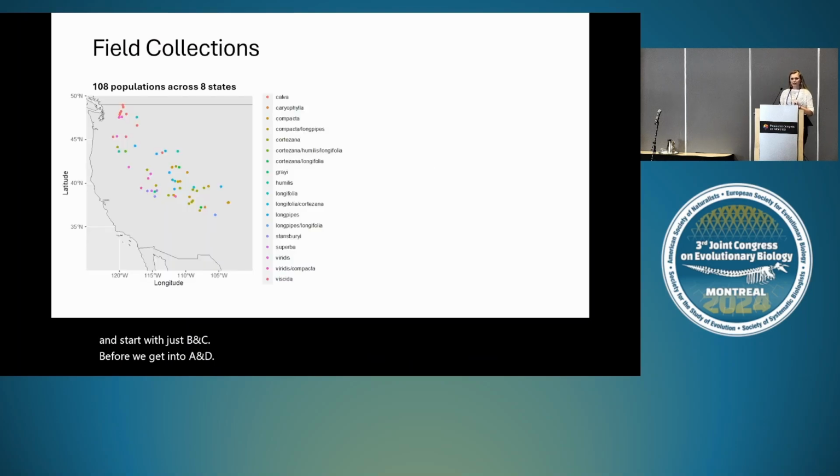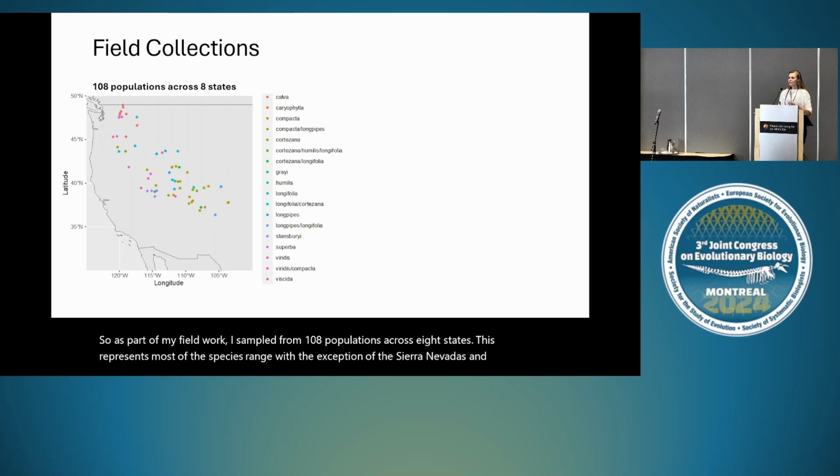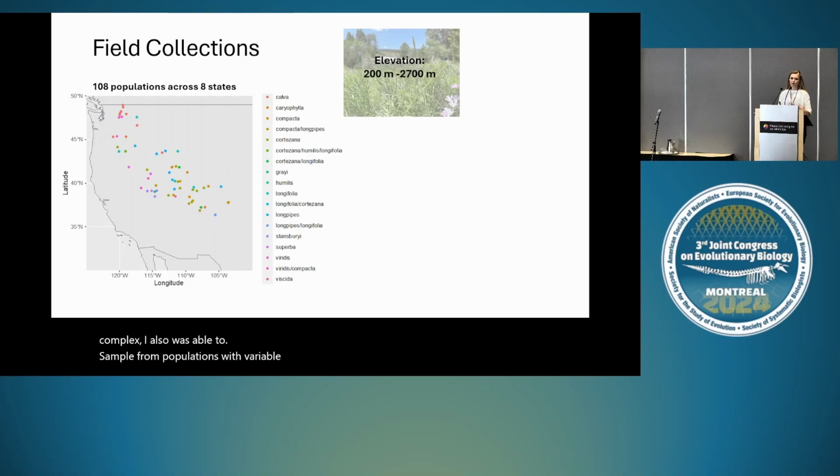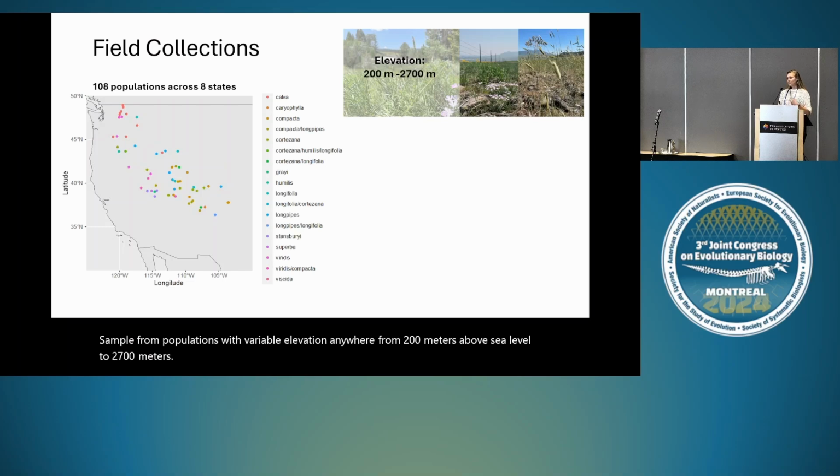So as part of my fieldwork, I sampled from 108 populations across 8 states. This represents most of the species range, with the exception of the Sierra Nevadas. And I sampled from 13 of the commonly recognized 15 subspecies in this particular species or species complex. I also was able to sample from populations with variable elevation, anywhere from 200 meters above sea level to 2,700 meters. I sampled from populations that were flowering as early as April and other populations that didn't start flowering until July.